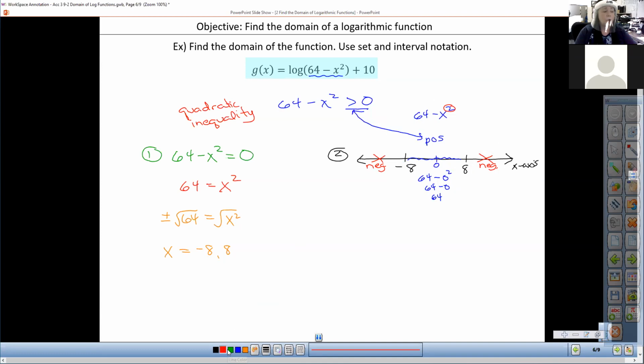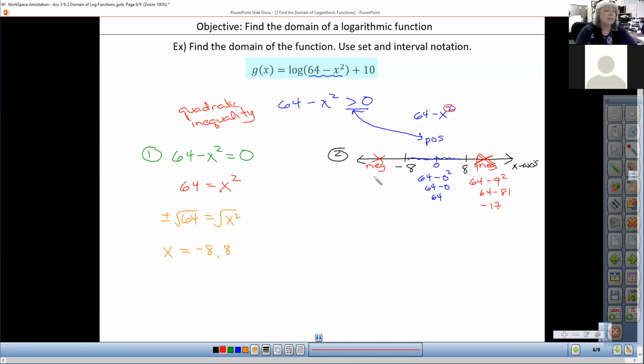Now, if you're not confident about that, you can test all of these intervals, or as many as you need to until you're confident. For example, over here on the far right, I can pick any number that's bigger than 8 as a test number, such as 9. So now I'm looking at what is 64 minus 9 squared. Well, that's 64 minus 81. Smaller number minus bigger number is negative. In this case, I think it's negative 17. So again, I don't want negative numbers for my argument, so this cannot be part of my domain.